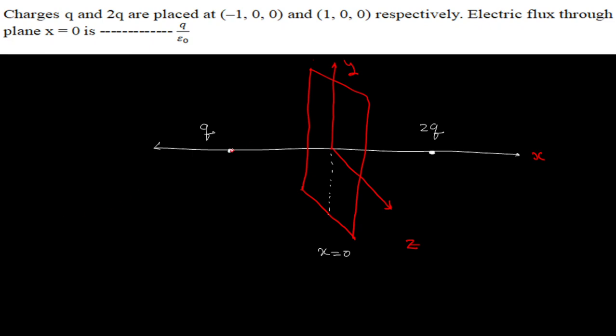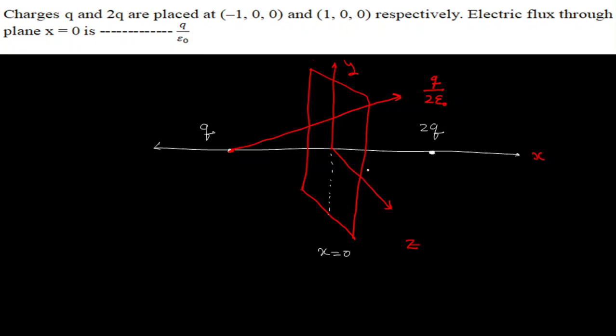So we have a point charge here. It's a positive charge, so the electric field lines will go along this direction. So flux will go from left to right, and the flux because of this charge will be q divided by 2 epsilon naught. The total flux that will pass from left to right because of this charge will be q divided by 2 epsilon naught.